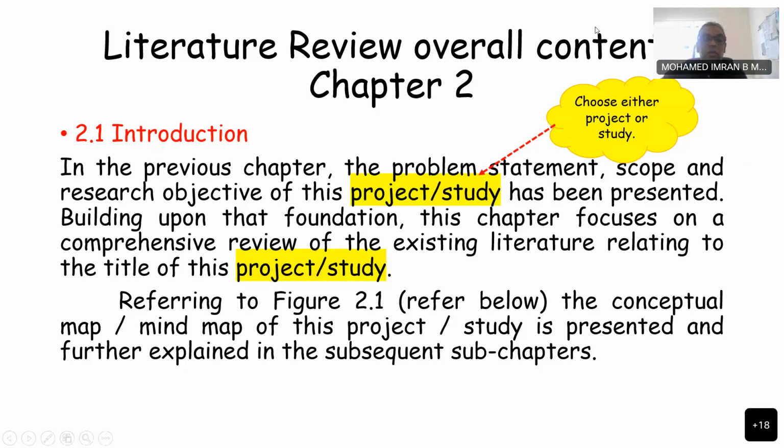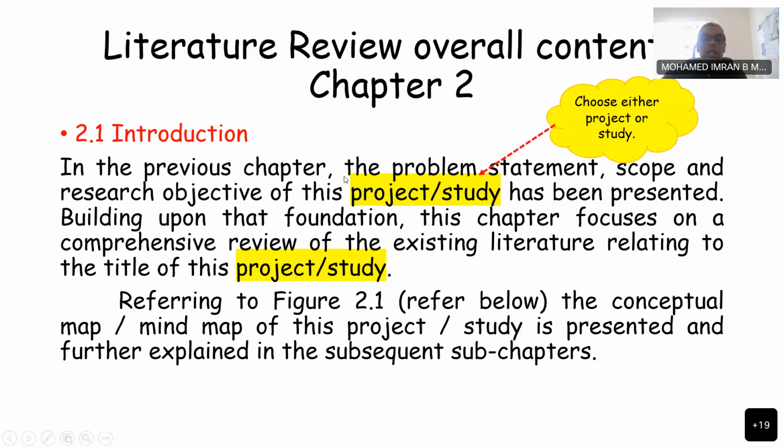So you say what are the key important points that we have presented in the previous chapter. You must always begin like this. In chapter 3, when you start writing about your methodology, again, you begin with, in the previous chapter, what has been explained in the previous section.